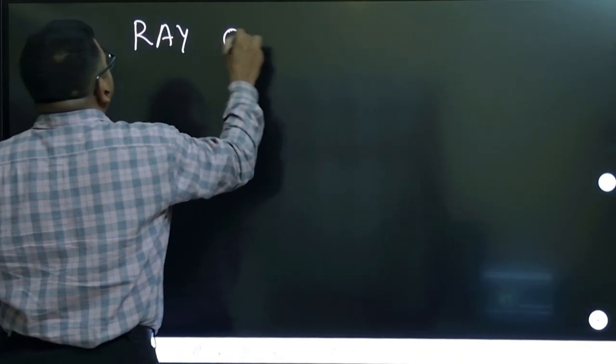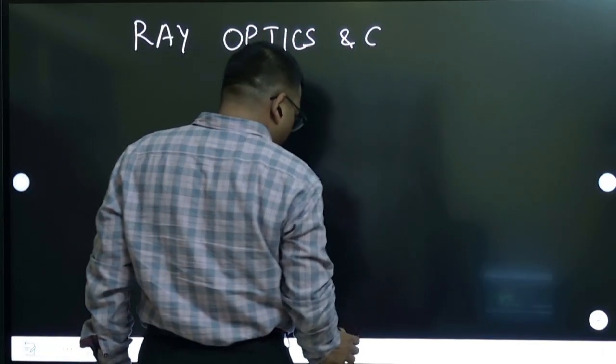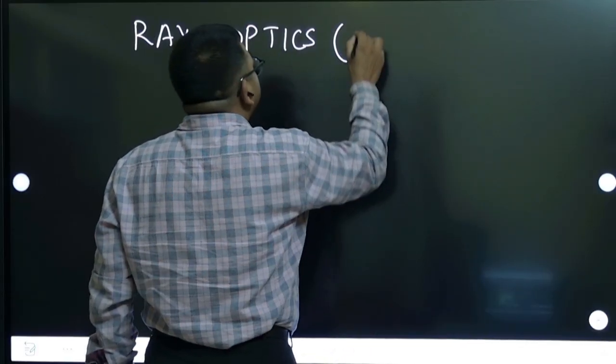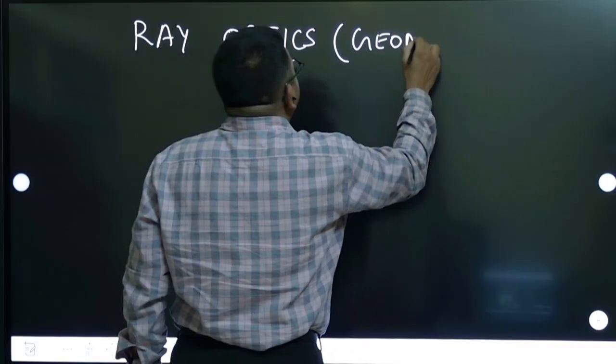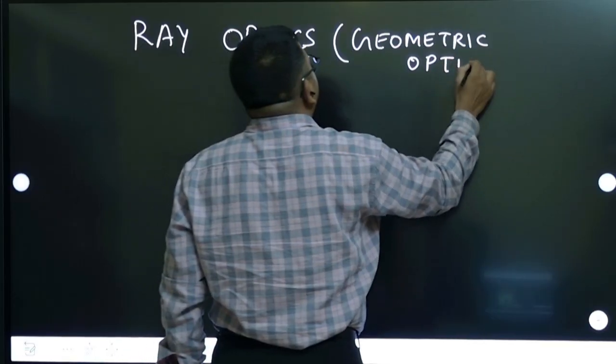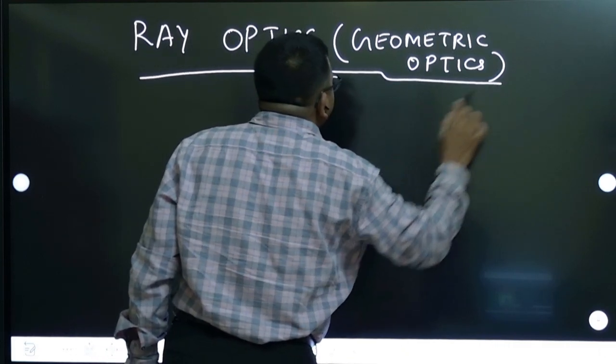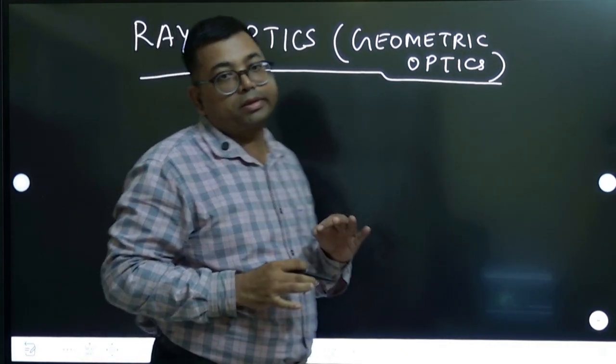Okay, students, so let us start this chapter which is called ray optics, or geometric optics. Ray optics is also known as geometric optics. So the first thing is that we need to understand what is the scope of ray optics.